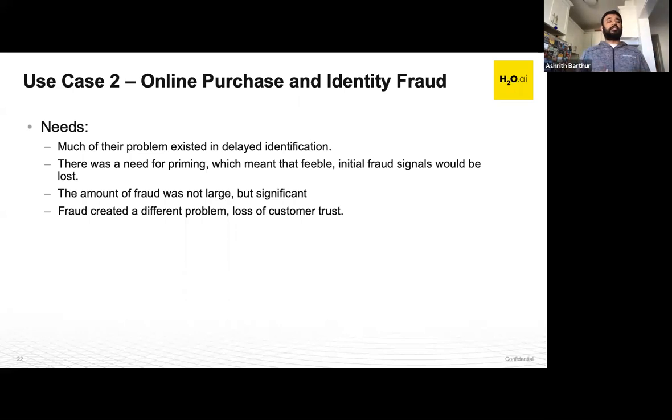The amount of fraud in the system was not large, but it was significant enough for them to say that they are not able to take the amount of risk that the current level of fraud has.